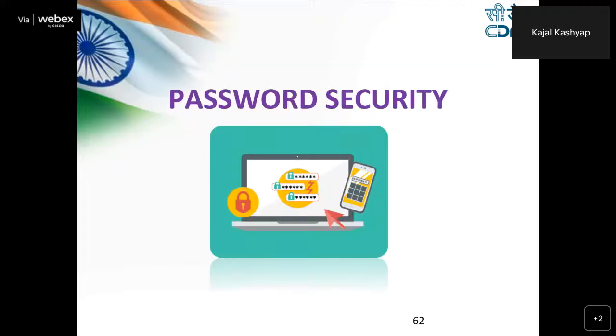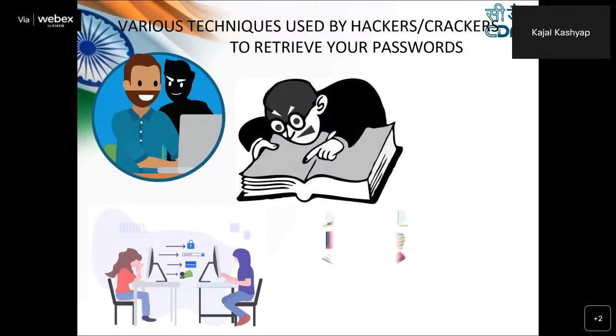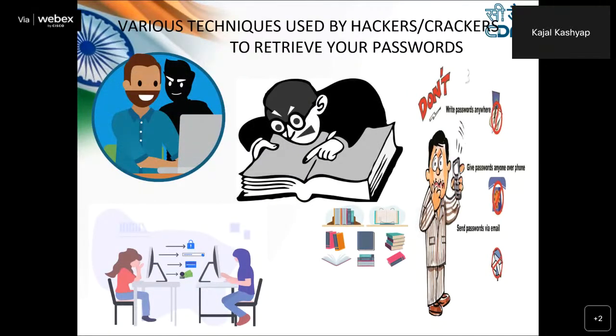Okay, talking about password security. We have various techniques used by hackers to retrieve your passwords. First one, in the image you can see, is shoulder surfing. So in shoulder surfing, what is actually happening? You are sitting at your office desktop and trying to log in to a particular mail or website with your username and password. Someone is standing behind you and looking at your screen, but you are not aware of it. This is shoulder surfing. Someone will try to look at your screen and steal your username and password.